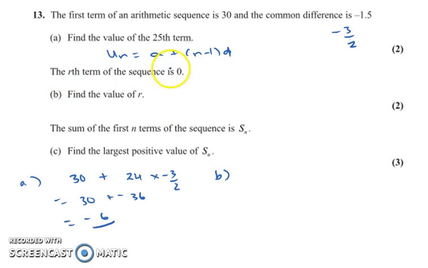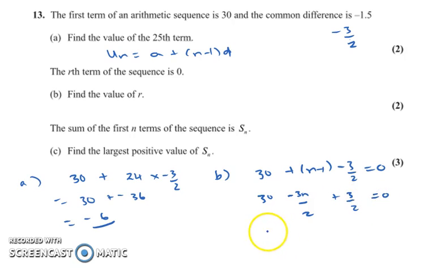Part B, but the rth term is 0, and we need to find the value of r. So we've got the first term, 30, add n minus 1 times minus 3 over 2, and that is equal to 0. So we've got 30 minus 3r over 2, add 3 over 2, and that equals 0. When we manipulate this, we get 63 over 2 minus 3n over 2 equals 0, and we get that n equals 21.